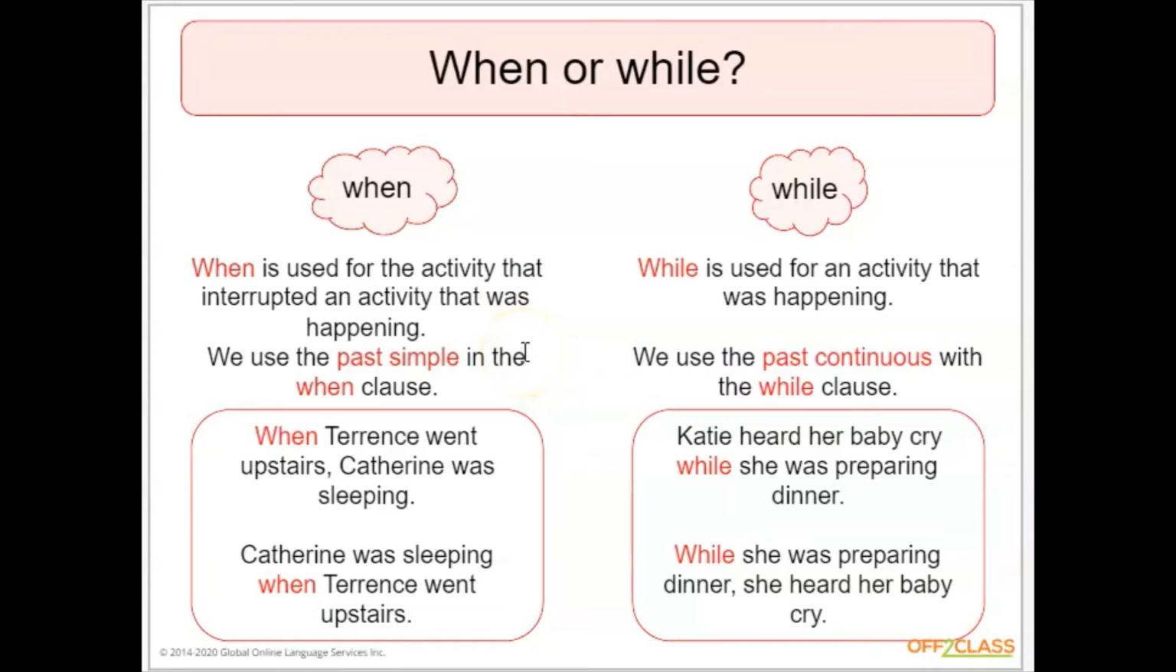Okay. So for example, with while, Katie heard her baby cry while she was preparing dinner. So while and then the past continuous. Okay, in contrast, when Terence went upstairs, that's when with the past simple, Catherine was sleeping. Alright. And like when, with while we can also change the order of the two clauses, right? So we can also start with while she was preparing dinner, she heard her baby cry.